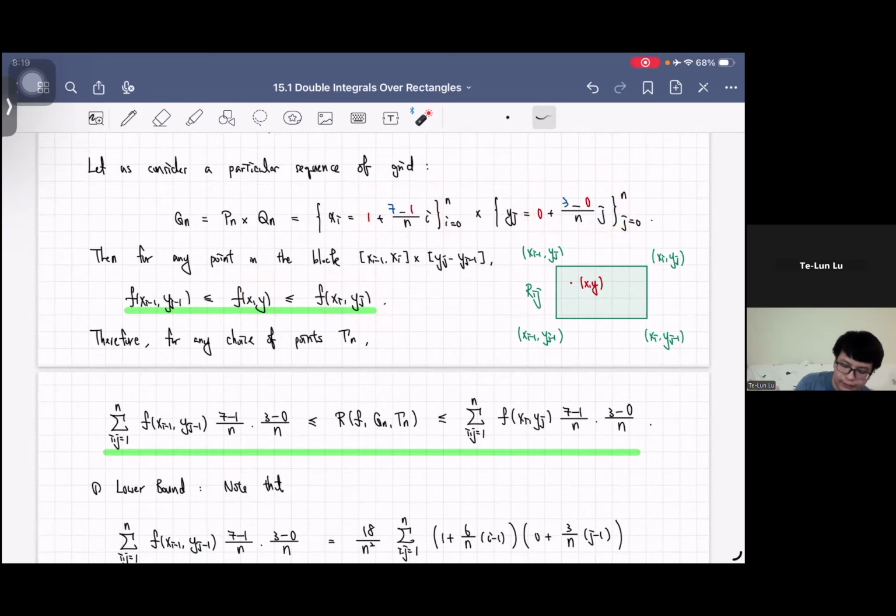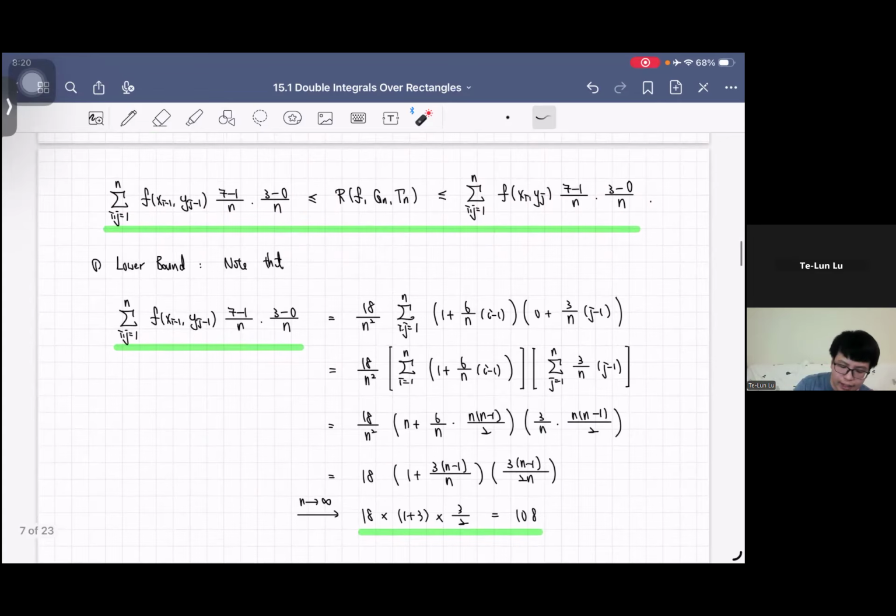So by summing this up over each grid, we have a Riemann sum. For any Riemann sum, gamma n is a particular choice of point within the grid R_ij. But that does not really affect our formula here, because we always have the maximized version and a minimized version of the choice of points. On the right-hand side, you have f of (x_i, y_j) times delta x_i, which is (7 minus 1) divided by n, and delta y_j, which is (3 minus 0) divided by n. The same thing happens for the left-hand side. So now let's try to evaluate the left limit and the right limit of this.